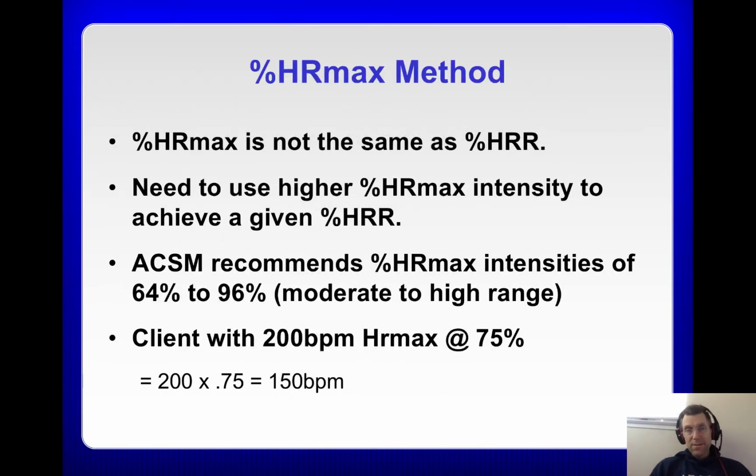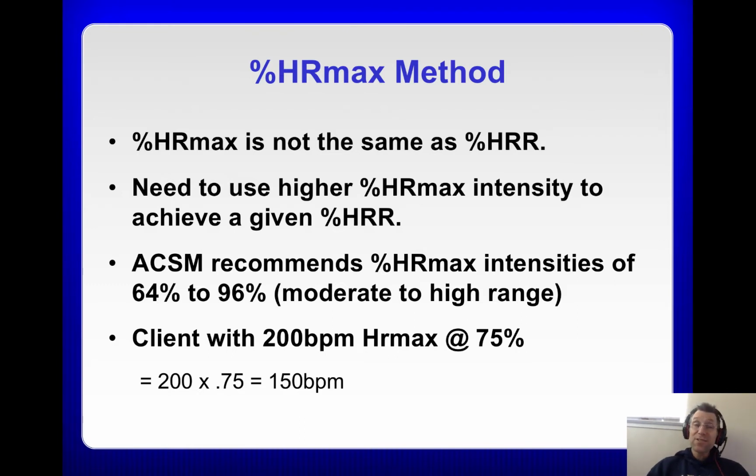There you have it. The heart rate max technique is quite simple. You just take someone's heart rate max and multiply it by the percent intensity that you want them exercising at. It is not the same. You do not get the same values as you do with the heart rate reserve technique. For the heart rate max technique, you need to use a higher percent of heart rate max to get the same heart rate as the heart rate reserve technique.